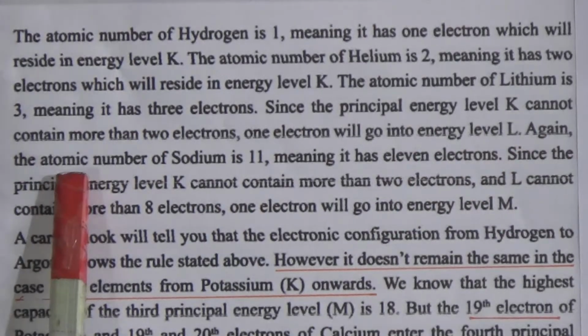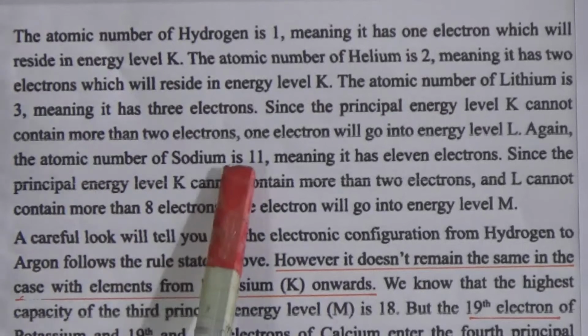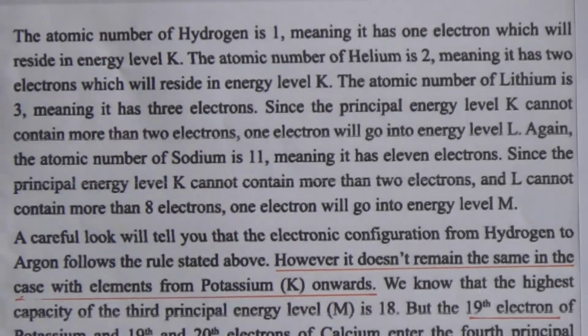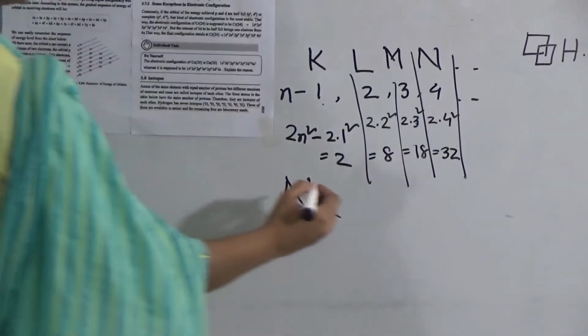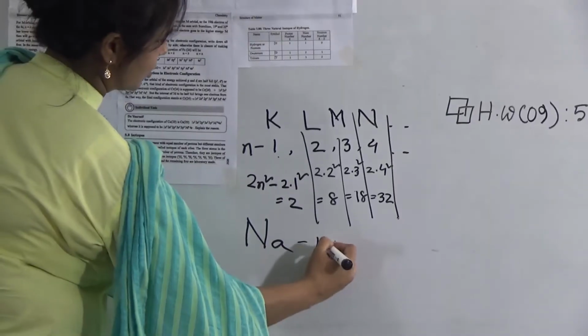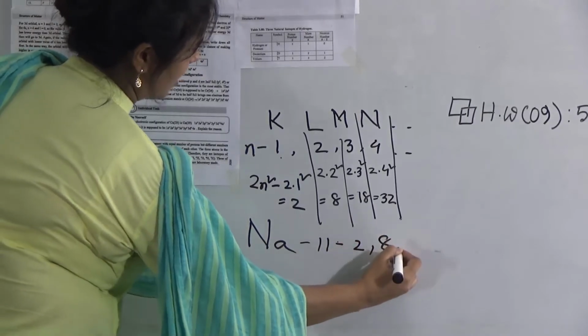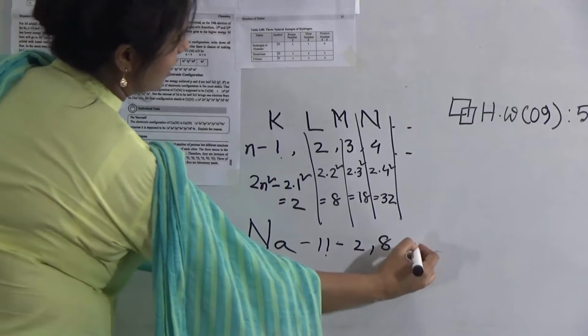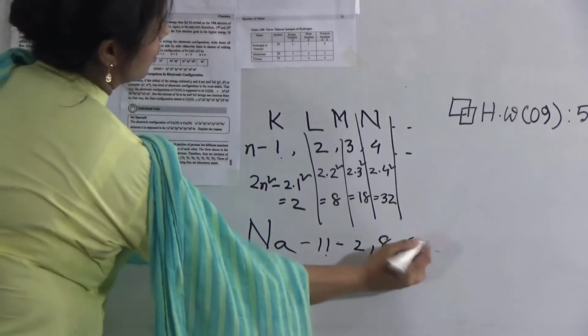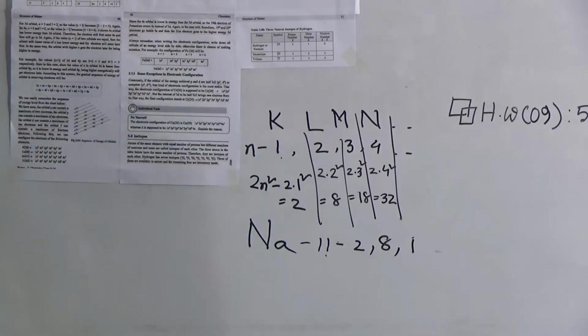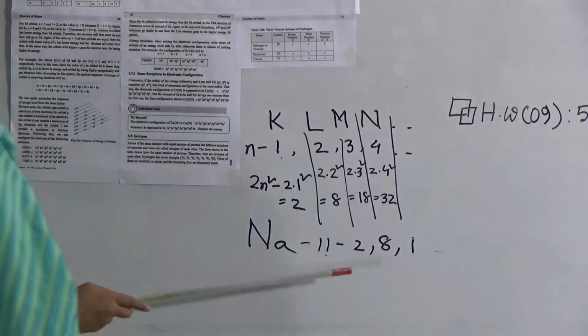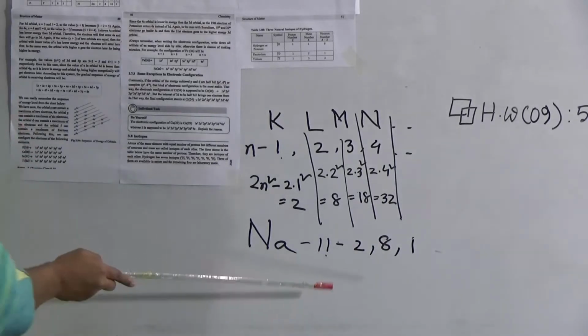Again, the atomic number of sodium is 11. For the sodium atom, its atomic number is 11. The electron configuration will be 2 in the first orbit, 8 in the second orbit, then only 1 is left, so in the third orbit it will be 1. That means this is the electron configuration of sodium. We have learned this in our class 8 science books too.